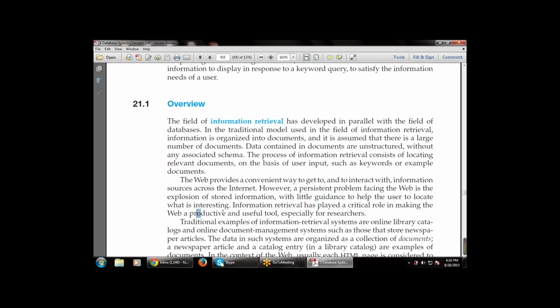The web is one of the most productive and useful tools, especially for researchers who research any topic or criteria.